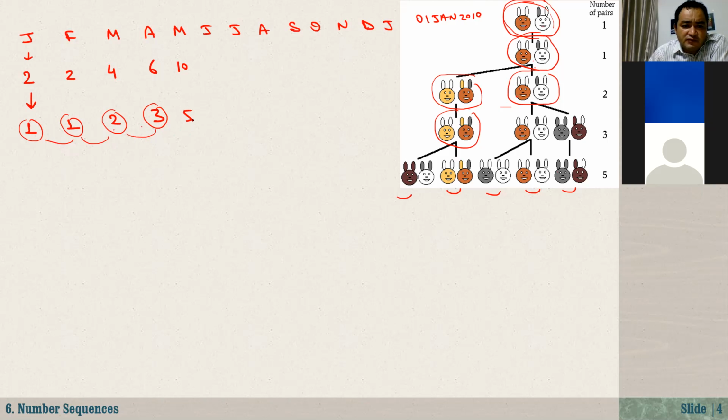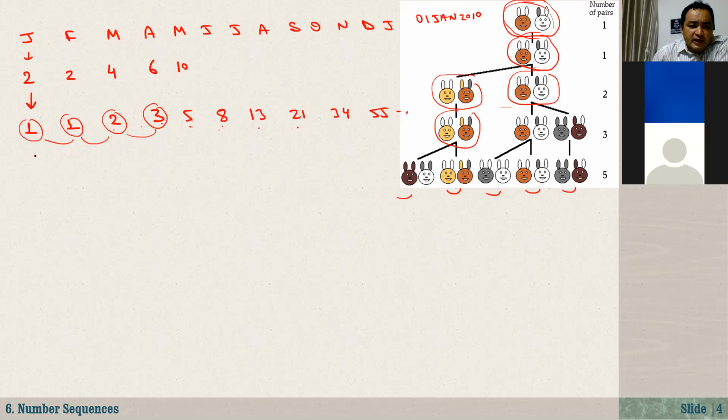So here 2 plus 3, it is 5. 3 plus 5, it is 8. 5 plus 8, it is 13. 8 plus 13, it is 21. 13 plus 21, it is 34. 21 plus 34, it is 55, dot, dot, dot.